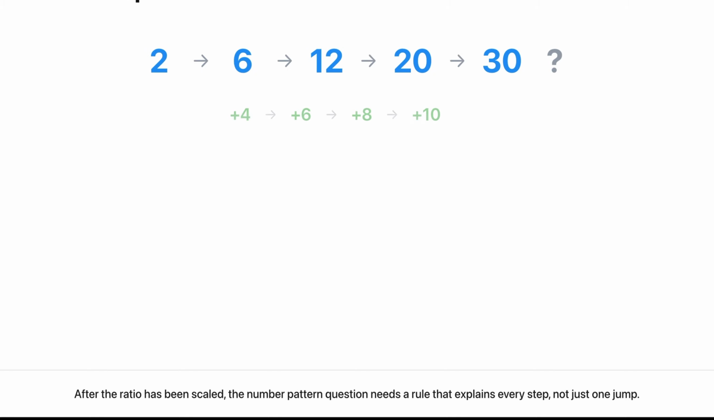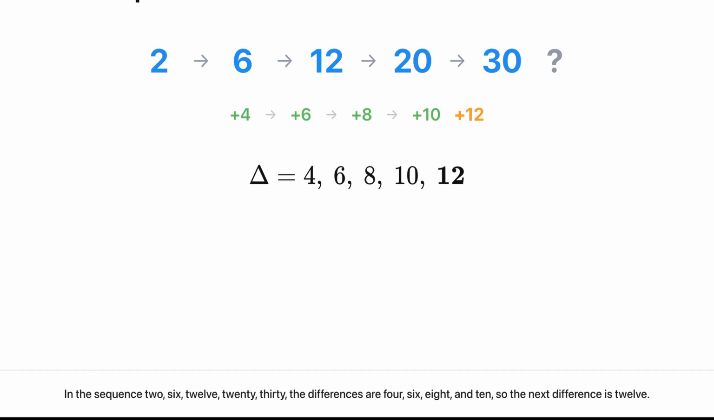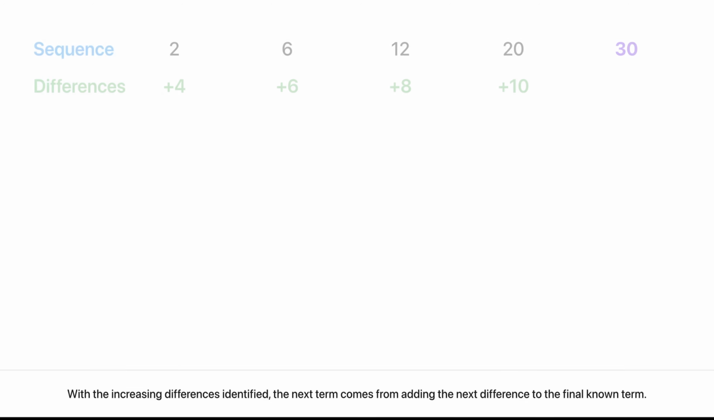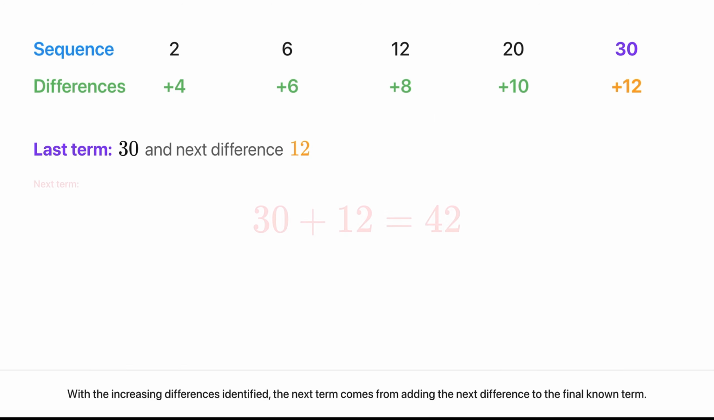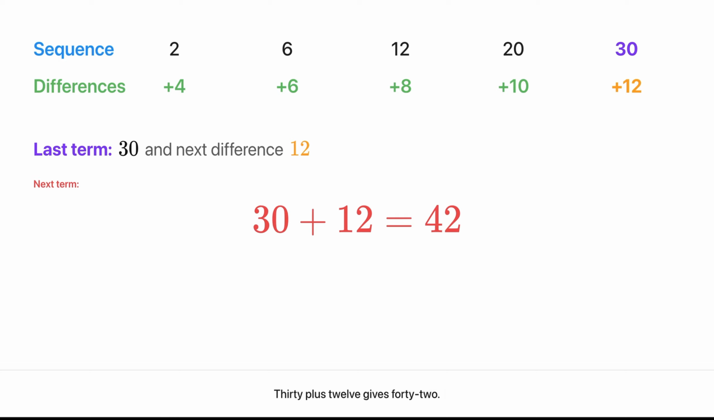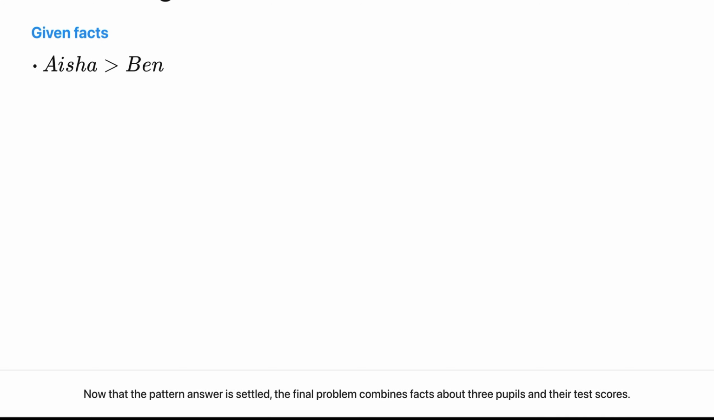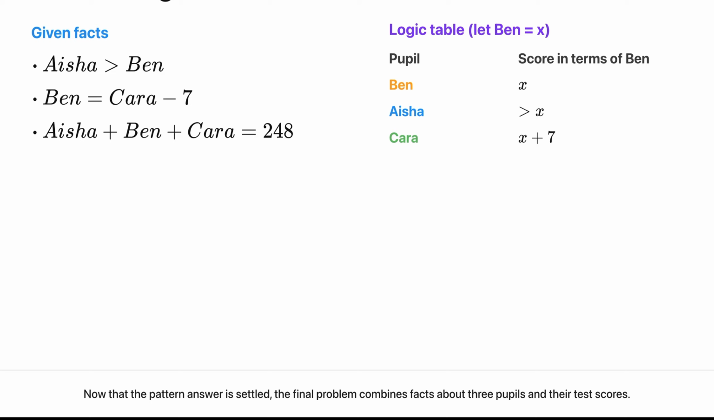After the ratio has been scaled, the number pattern question needs a rule that explains every step, not just one jump. In the sequence 2, 6, 12, 20, 30, the differences are 4, 6, 8, and 10, so the next difference is 12. When the difference is identified, the next term comes from adding the next difference to the final known term. 30 plus 12 gives 42. The pattern answer is settled. The final problem combines facts about 3 pupils and their test scores.